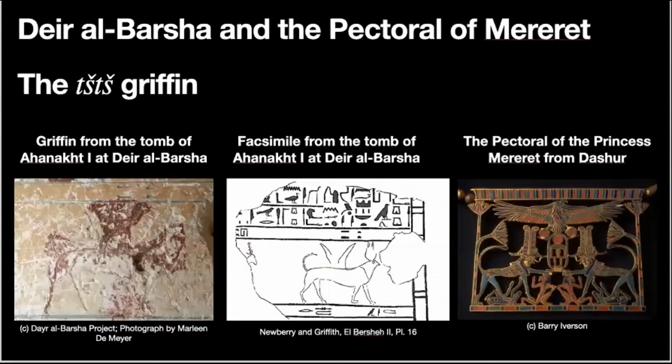So the first denomination of griffin that we're going to look at is the Tesh griffin that can be found at Deir al-Bersha. I've put up a modern photograph here against Percy Newbury's facsimile from the early 1900s, and next to it I've placed the pectoral of Meret, which I will argue represents the same form of griffin. But first I will argue that unlike the rest of the Middle Kingdom examples, which we'll get to in time, this is sort of a direct descendant of the Old Kingdom griffin. This is based both on iconography and the name of the animal itself.